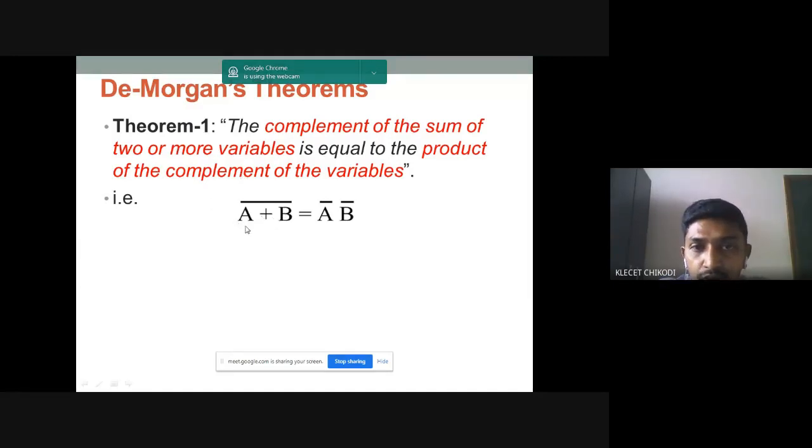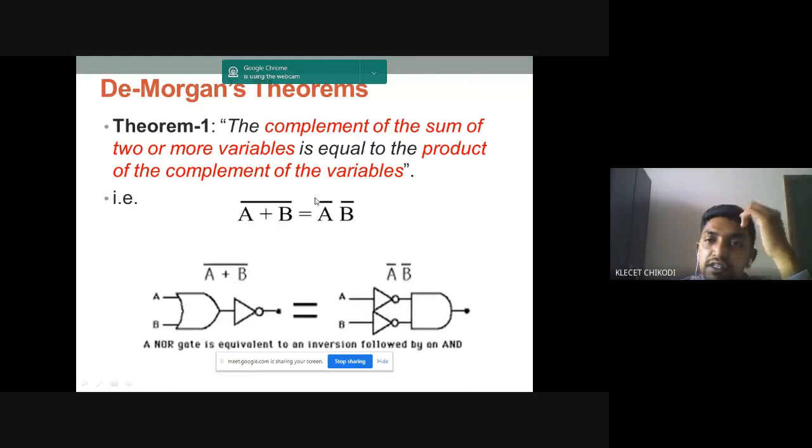So here we have taken two variables only. So it will be A plus B complement. So that is A plus B whole bar is equal to the product of the complement of the variables. So you can see the product part here, A bar into B bar. And what they have told, it will be the product of the complement of the two individual variables. Complement of A will be A bar, and complement of B will be B bar. So this is the first theorem. Okay, you can see how they have implemented it here.